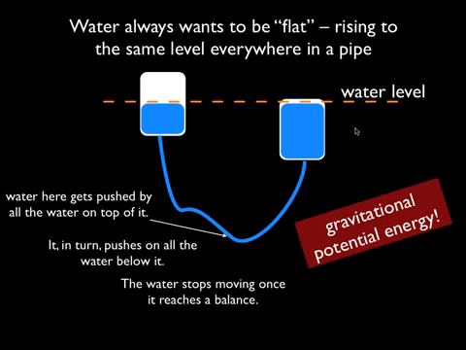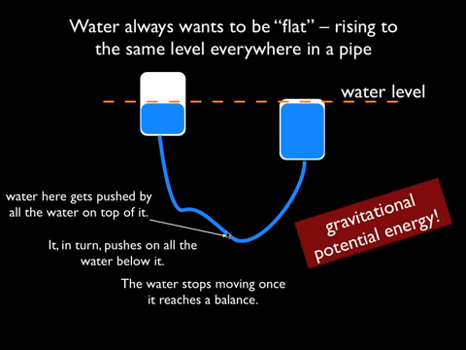If you've ever looked at a lake, you notice that the water in the lake is all at the same level. And that's because water always wants to be flat. And it rises pretty much to the same level. And this happens on a lake, but it also happens if you have a system of pipes that are interconnected. This is supposed to represent a cup on the left side and a cup on the right side, and they're connected by this little tube right here.